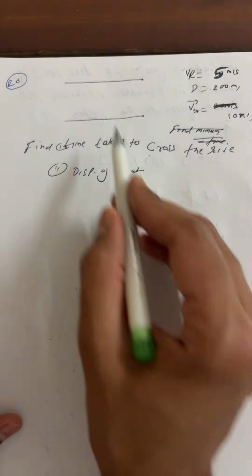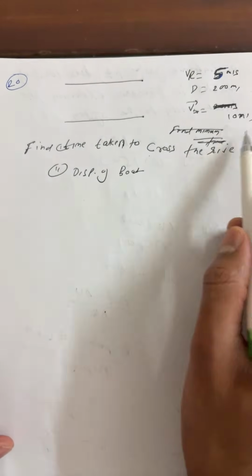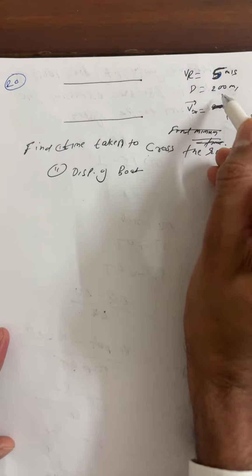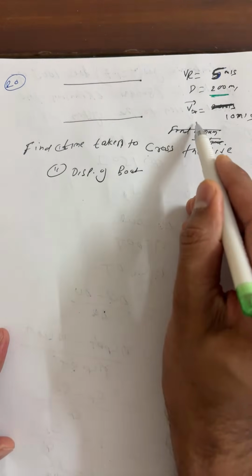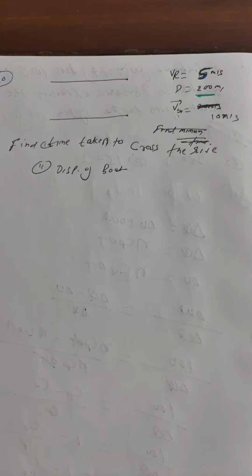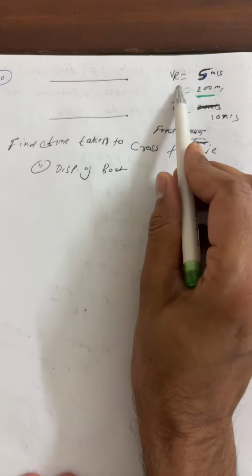So what's the thing? Students, again this is a river. The width of the river is mentioned, the distance between the banks, that is 200 meter. The velocity of the boat with respect to the river, VBR, is mentioned, this is 10 meter per second. And VR, the velocity of the river, is 5 meter per second.